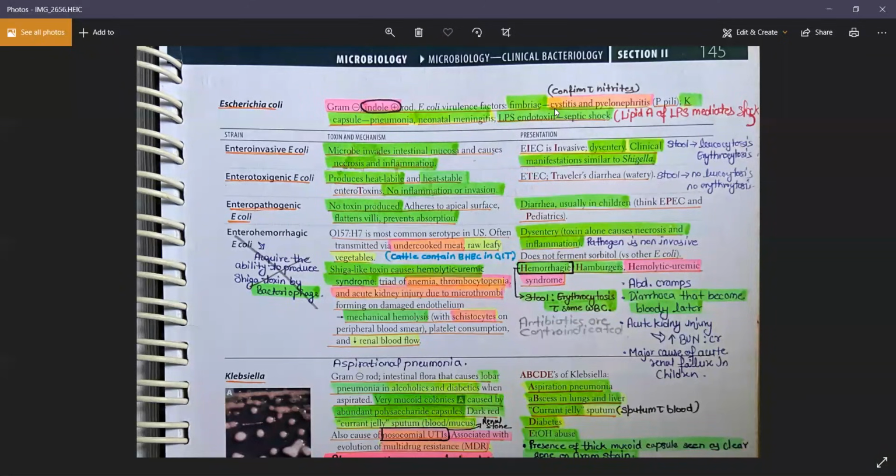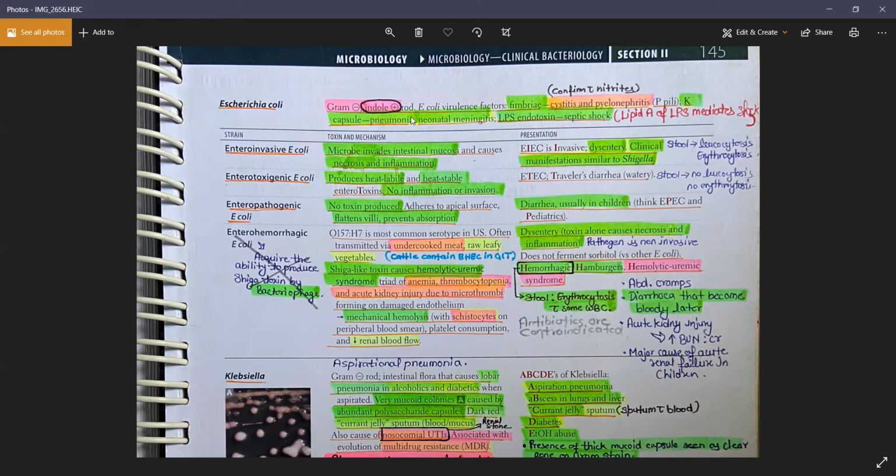So fimbriae basically help the bacteria to attach to the mucosal surfaces of your urinary tract. So if Step 1 asks you how you're able to acquire the UTI through this E. coli, you will answer the fimbriae because they help in the attachment of the bacteria. Okay, then comes the K capsule. And remember I told you, if you have the capsule in the bacteria, then the bacteria are able to enter your bloodstream, right? So this K capsule is responsible for pneumonia and neonatal meningitis or bacteremia.